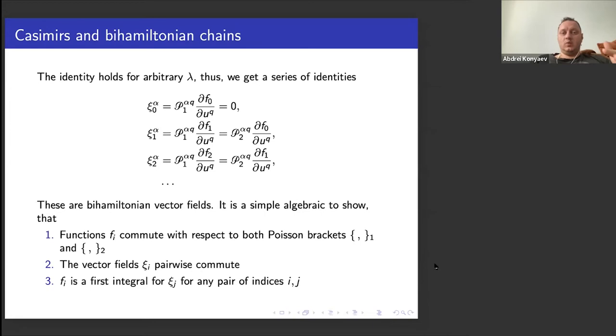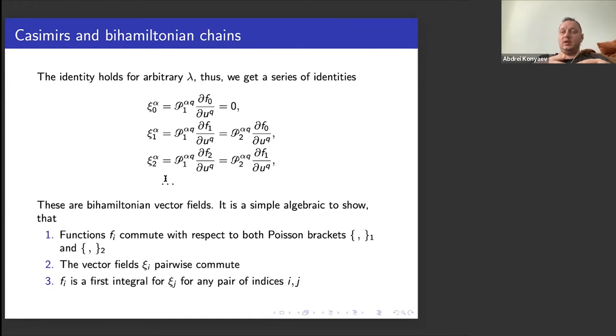So we get a series of identities. Anyone who has done a little bit of bi-Hamiltonian theory knows that these are bi-Hamiltonian flows. So what you did is construct bi-Hamiltonian flows, and they are what you expect them to be. Those vector fields commute, and those functions are common integrals. It means that any such function is an integral for any bi-Hamiltonian field. So again, what we did is take a bracket, take a Casimir, and decompose in a formal parameter.